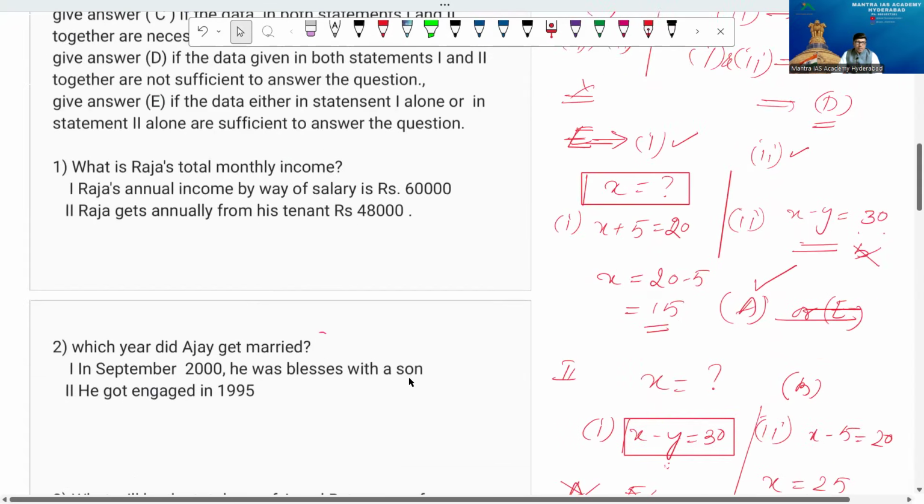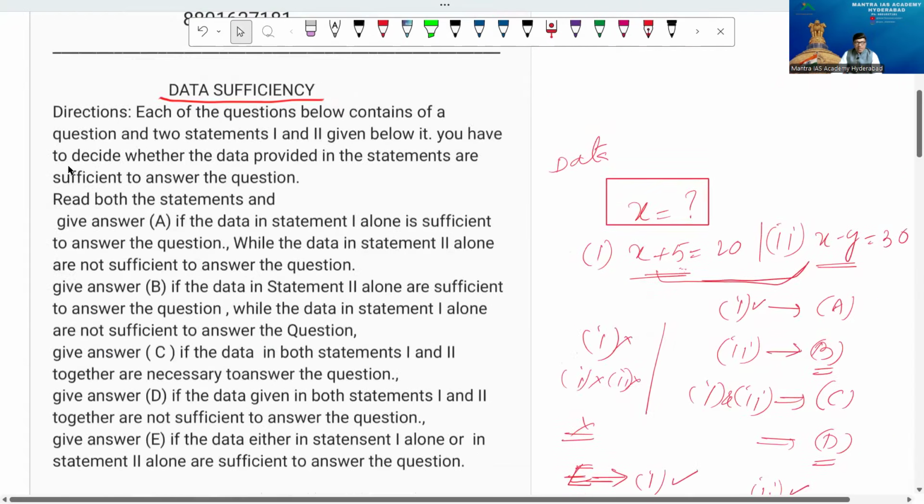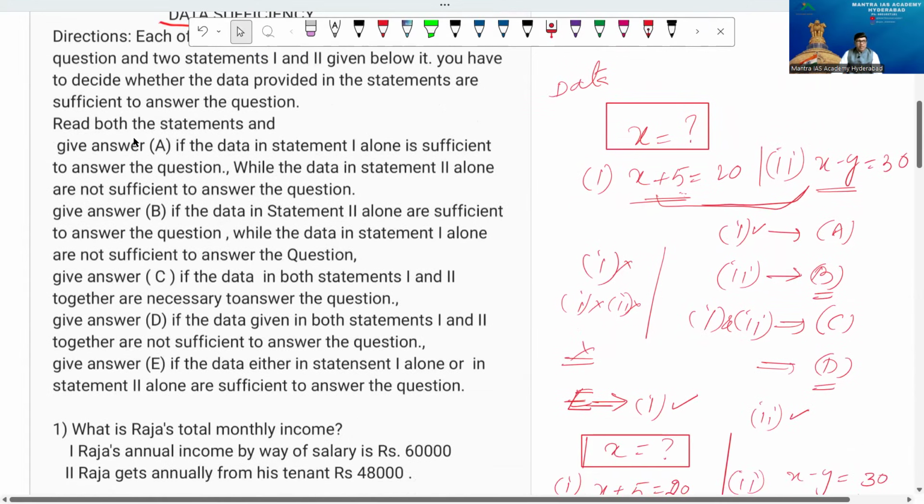The same thing here, observe here. These are the points I mentioned. Please take a screenshot of this, and what I mentioned here, you can find it. If the data in statement 1 alone is sufficient to answer the question, you give A. Each of the data questions below contains a question and 2 statements. You have to decide whether the data provided in the statements are sufficient to answer the question or not. Read both the statements and give answer A if 1 is sufficient alone.